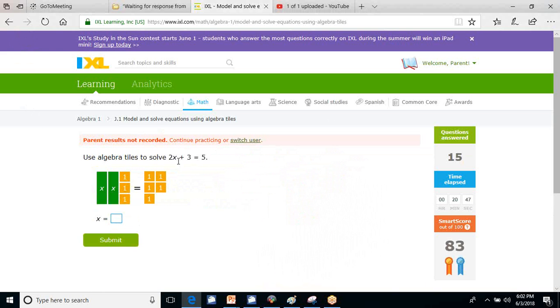All right, 2x plus 3 is equal to 5. So again, you have to take all the numbers to one side. So 2x is equal to, if you take the 3 to the right hand side, it becomes negative. So it's 5 minus 3, right? So 2x is equal to 2.